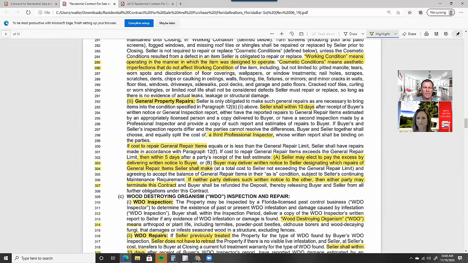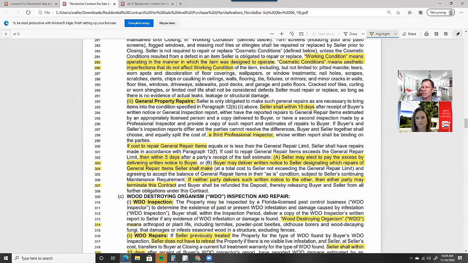Now, the next part would be the general property repairs. So we get the inspection done with a licensed inspector. The buyer then gets all of the information back and says, hey, here are the things that I want to get repaired. Now that's really critical and that's often overlooked.